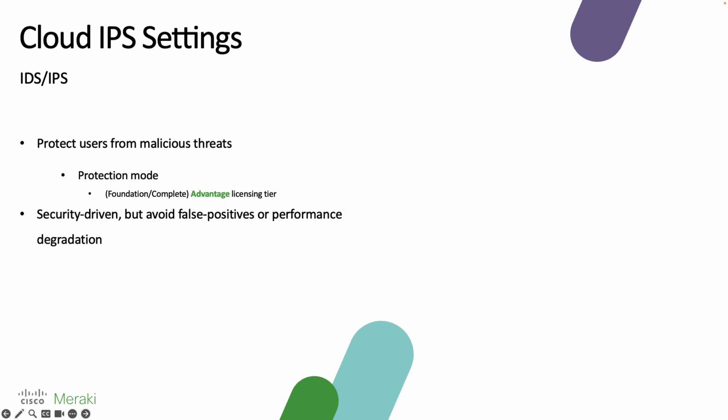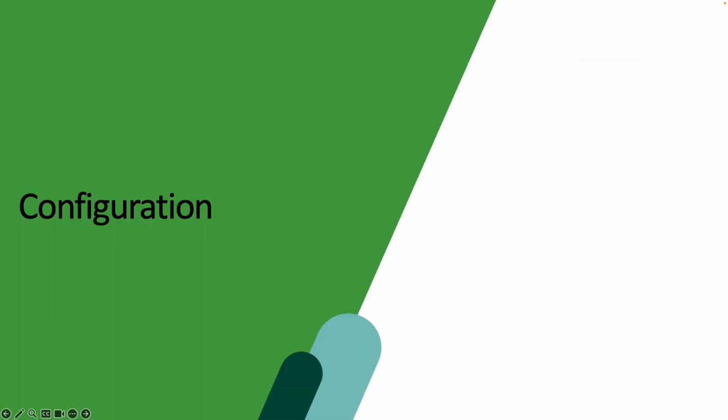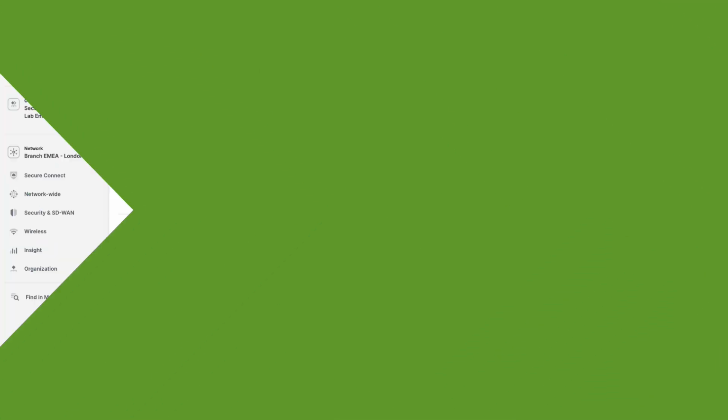Last but not least, we have our cloud IDS IPS settings. For our example, we may want to protect our users against malicious threats. This is going to put the IDS IPS into protection mode, and this mode is only available with the Advantage licensing tier of Secure Connect. We may want the approach to be security driven while avoiding false positives or any performance degradation. So let's see how we would configure this.